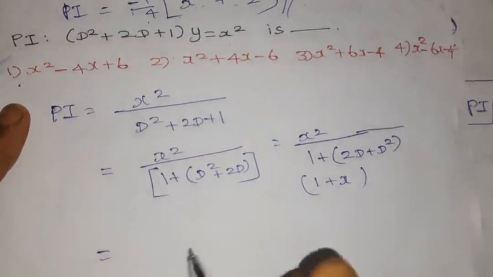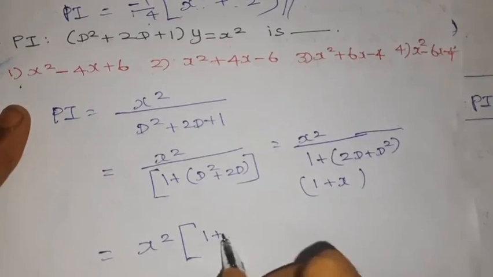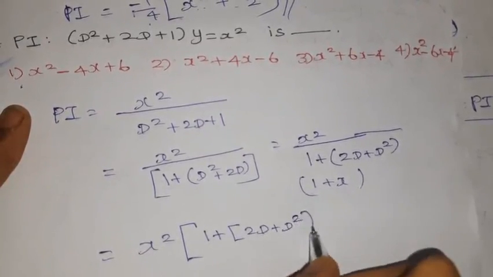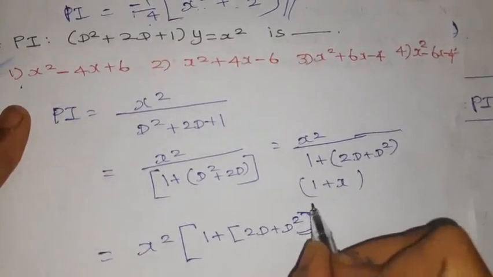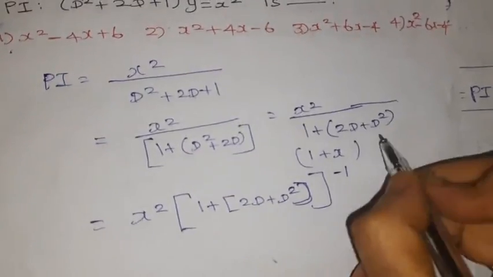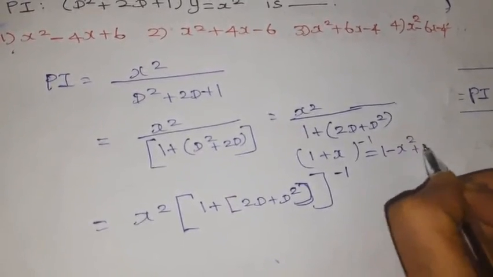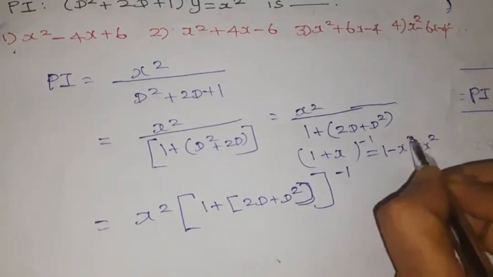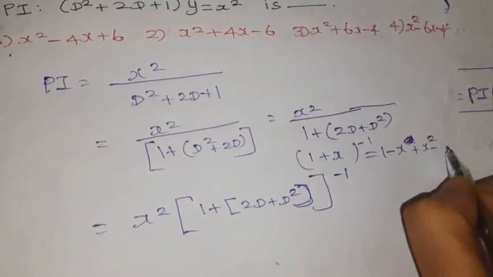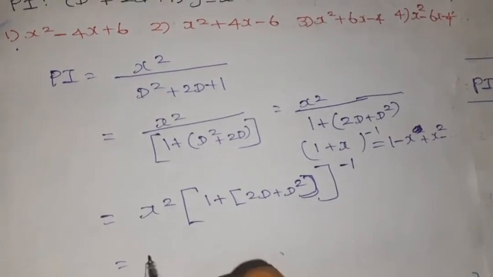Then we'll take that to the numerator, x squared into (1 plus 2D plus D squared) whole power minus 1. So it is (1 plus x) whole power minus 1. What is the expanded term? 1 minus x plus x squared minus x cube, etc. Okay, so just expand this.